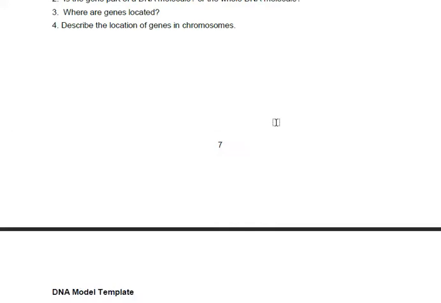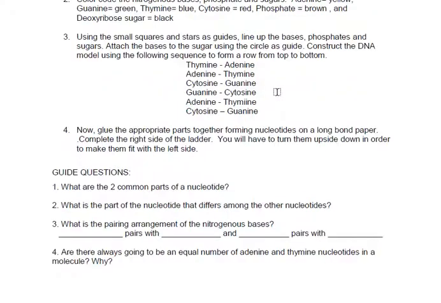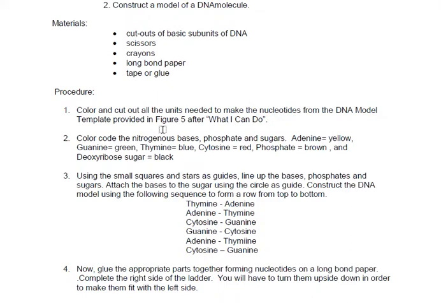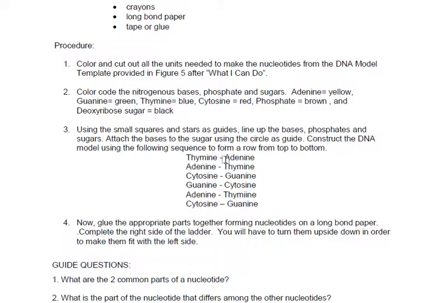And then, you can color it also if you want. Color the code. Adenine must be yellow. Guanine must be green. Thymine must be blue. Cytosine red. Phosphate brown. And the deoxyribose sugar black. Then you use the small squares and stars as guide to line up the bases, the phosphates and the sugar. Attach the bases to the sugar using the circle as guide. Construct the DNA model using the sequence.